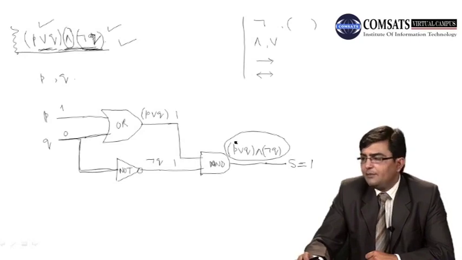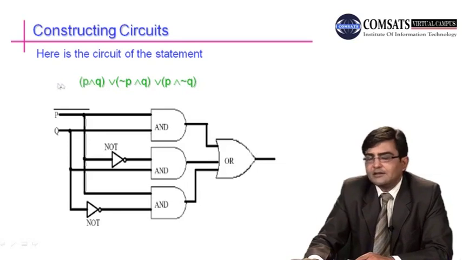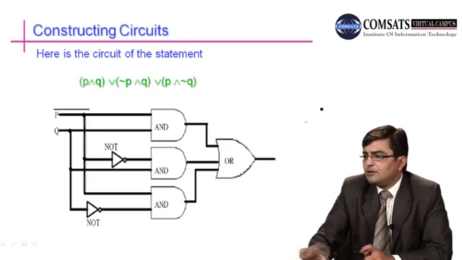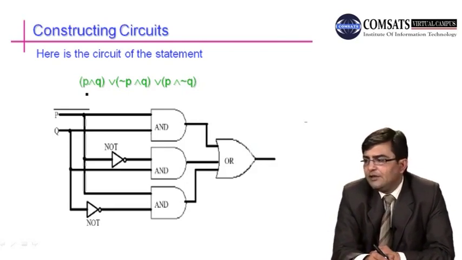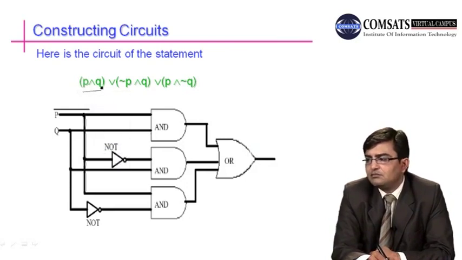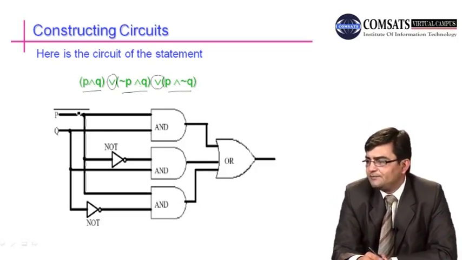I take another example here. In this, we shall construct a circuit for the expression given by (P and Q) or (not P and Q) or (P and not Q). So in this expression we actually have three sub-expressions: P and Q enclosed by brackets, not P and Q, and P and not Q. These three expressions are connected by the OR operator, which is the disjunction operator, or you can say the OR logic gate.